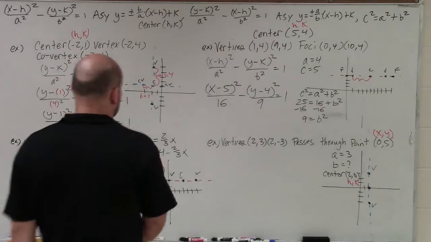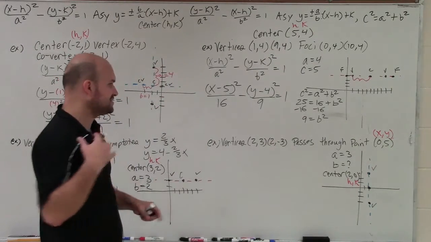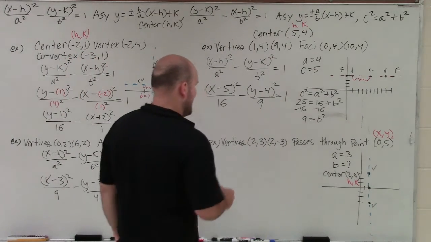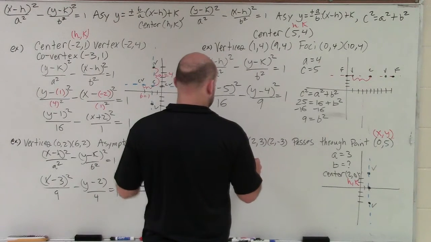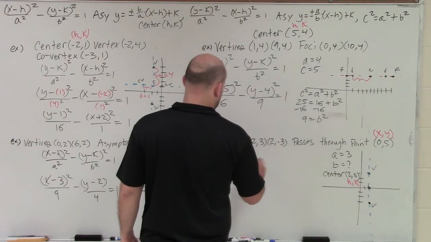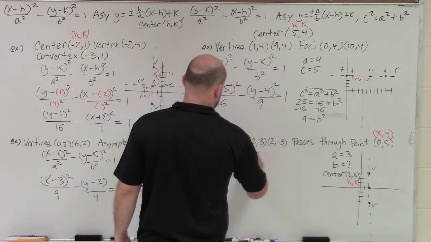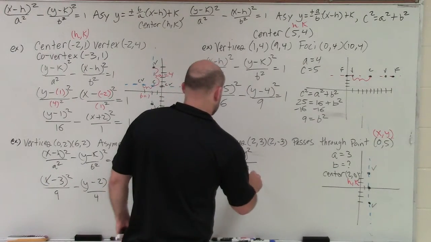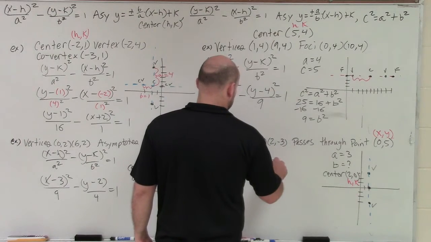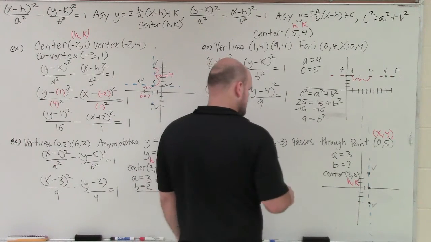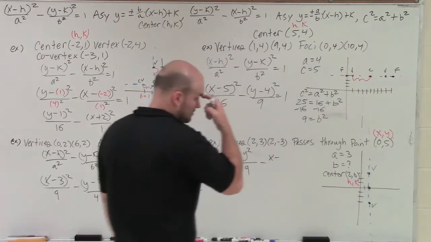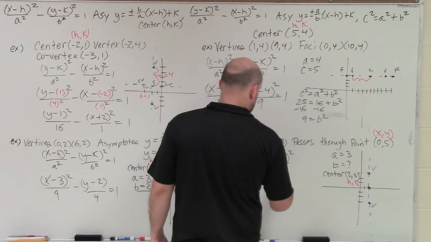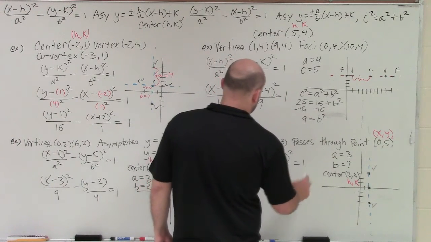I'm not going to write down the blank equation. I'm just going to write in everything I know, because I'm going to have a little bit of extra algebra to do here. This is vertical, so it's going to be y minus 0, squared over a squared, where a is 9, minus (x minus h, which is 2) squared over b squared equals 1.